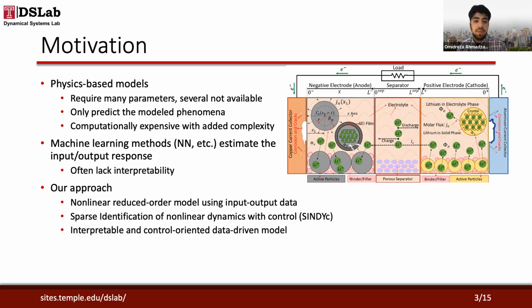And machine learning methods like neural networks can estimate the input-output response of the battery, but they often lack interpretability. So our approach is using nonlinear reduced order models, which is based on the measurable input and output data. So we are going to use a sparse identification of nonlinear dynamics with control, or SINDYc, which is an interpretable and control-oriented data-driven model, and it's suitable for real-time analysis. So our goal here is to find the model for the system.